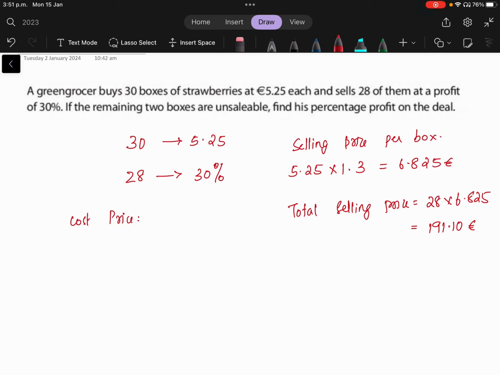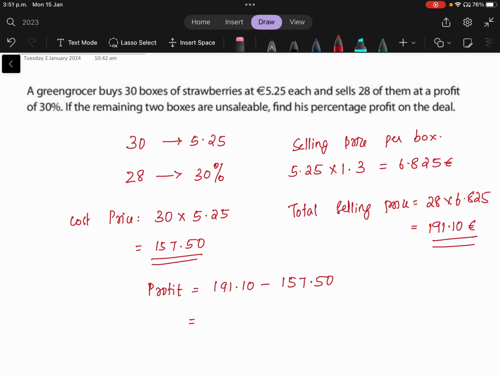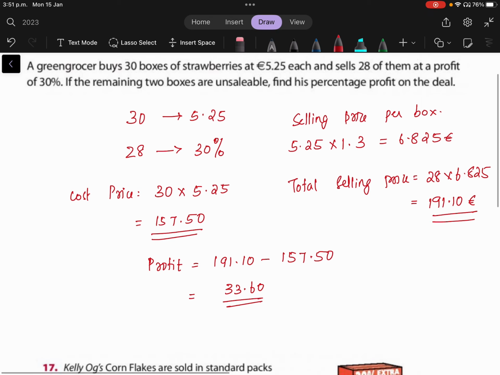Okay, and what is the cost price? Since there are 30 boxes, it is 30 times 5.25, which will be equal to 157.50. So we have the cost price here, we have the selling price here. So what is the profit? So profit is 191.10 minus 157.50, which is equal to 33.60.